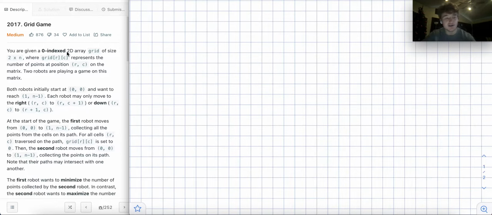So you're given a 0-indexed 2D array grid of size 2 by n. Okay, that's kind of strange, right? Because usually grids are m by n. So this 2 by n thing first should set off a little alarm about what the nature of the solution is going to look like, right?